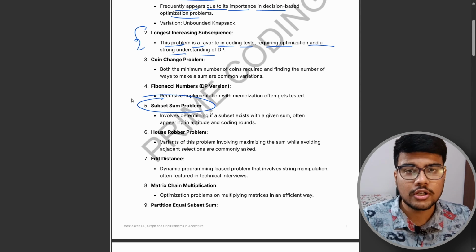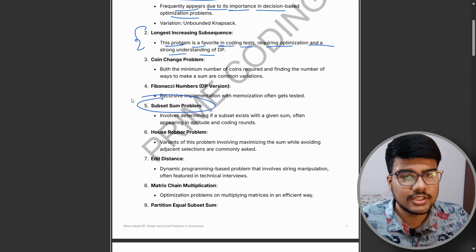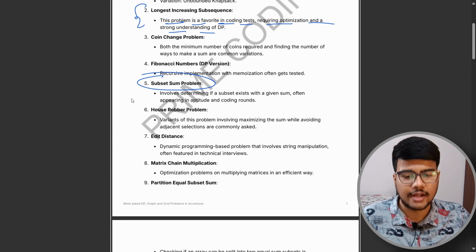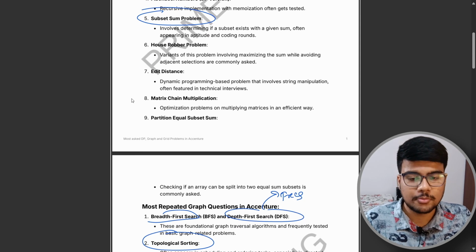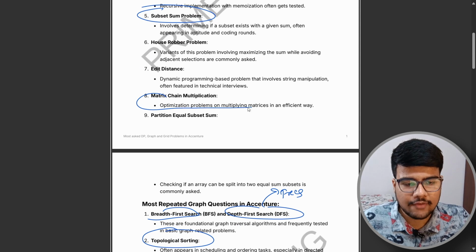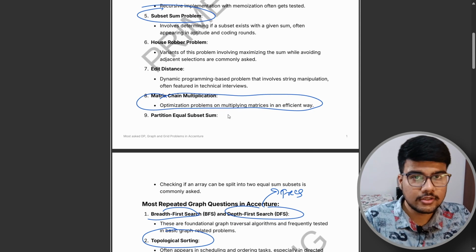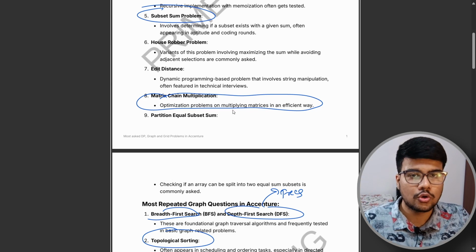Guys, if you don't believe me, you can just head over to the GFG articles. You can find these types of questions being asked there. House robber problems, matrix, like this is some high level problem that I would say, but for understanding, because in the worst case you don't know what you will get.